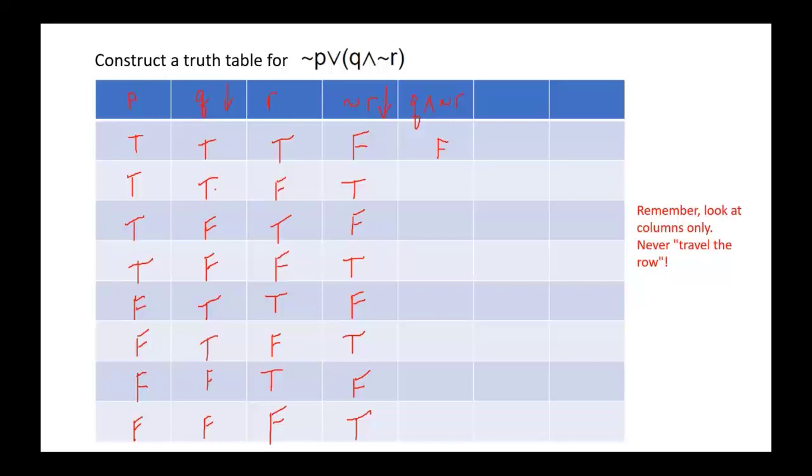Then in the next row, I have true, true. Aha, I can use a true then. And is only true if they're both true. False, false is going to give me false. False, true gives me false. True, false.